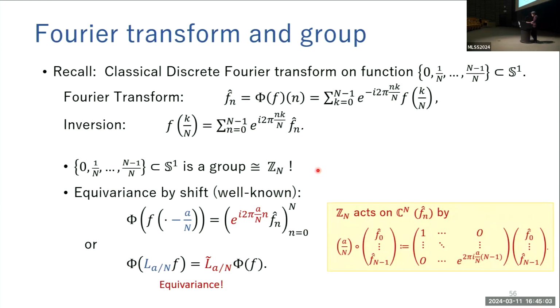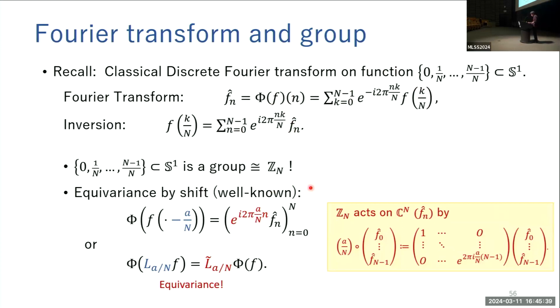We need to notice that these discrete points can be regarded as a group. I should have included it in the figure, but this can be identified with points on the unit circle in the complex plane. And this makes an additive group. And in fact, this function here, used in defining the Fourier transform, has a special meaning.